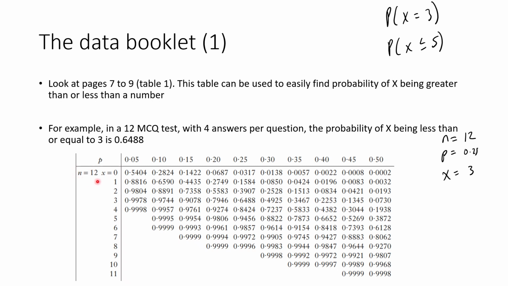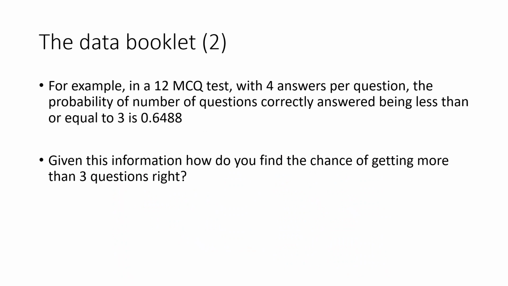N is 12. You'll find that on page 8 of the data booklet. Then you go to the p-value, 0.25, and you go all the way down to x equals 3 here. And you'll get 0.648. The probability you'll get here is the chance of getting the outcome, which here is 3, or less than that outcome: 2, 1, or 0. So we know the probability of getting 3 or less correct answers in this question is 0.648.